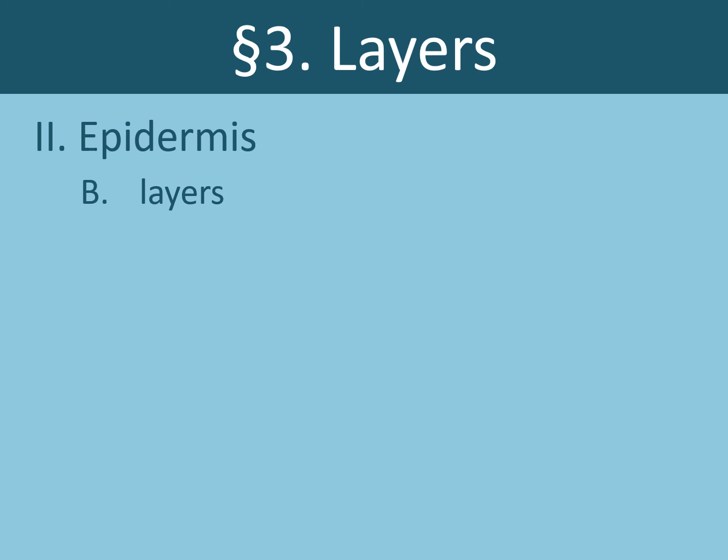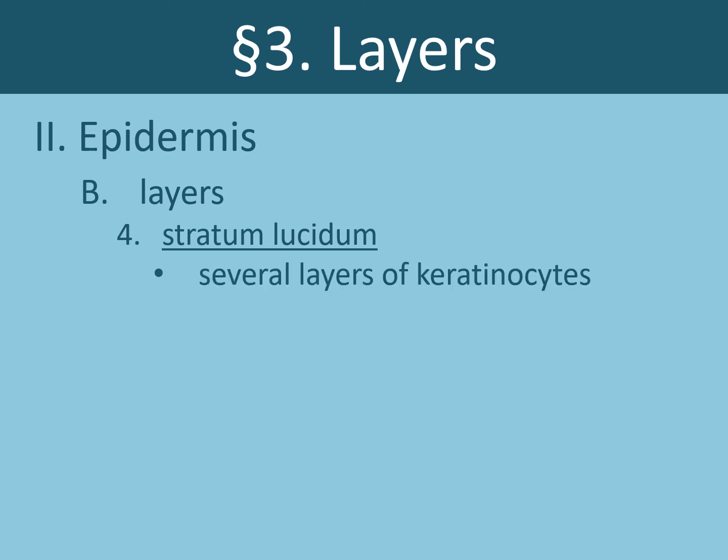The next layer up is the stratum lucidum. It is also composed of several layers of keratinocytes. The cells of this layer are completely dead and have accumulated even more keratin. Under a microscope, the cells appear transparent. Lucidum is Latin for clear.